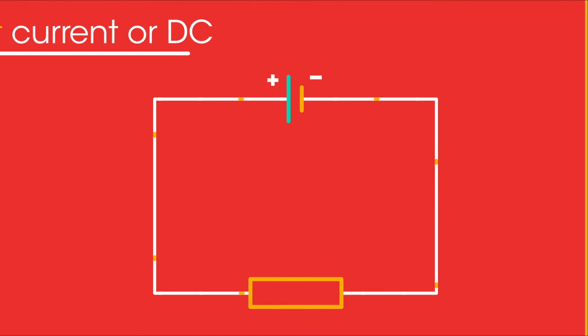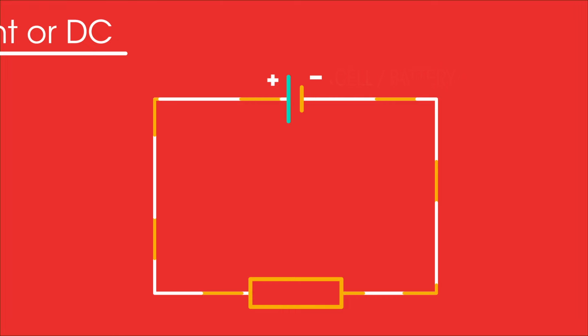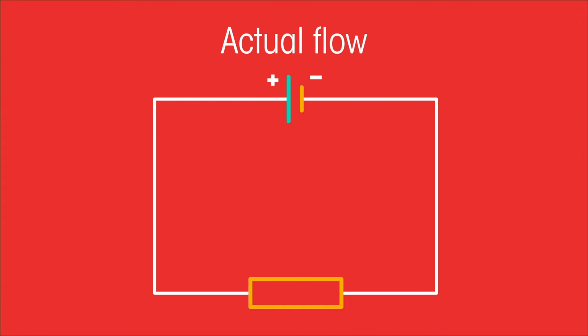This is an example of direct current, or DC. Here we have a cell or a battery in a circuit. The current in a cell only flows in one direction, so the electrons only flow in one direction around the circuit. But be aware that by convention, current is a flow of positive charges, which is what you see here. The electrons which actually form the current are negatively charged, so they flow in the other direction.